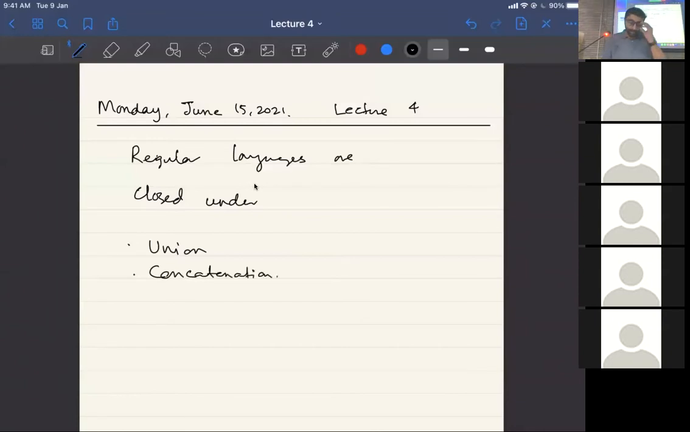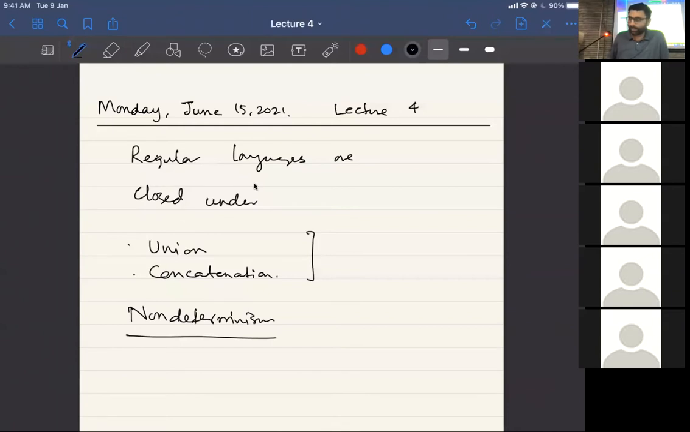So the thing is that in order to prove that regular languages are closed under these two things, we need a new tool, and that tool is non-determinism. Okay, so that new tool is non-determinism.